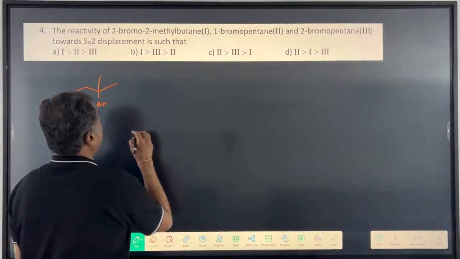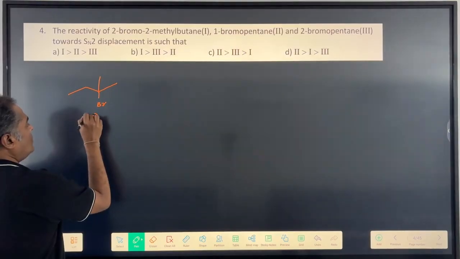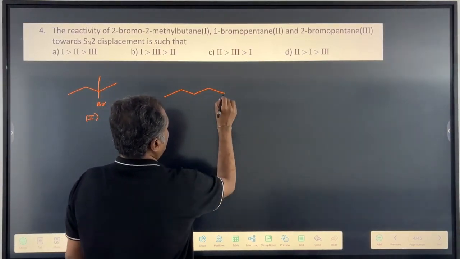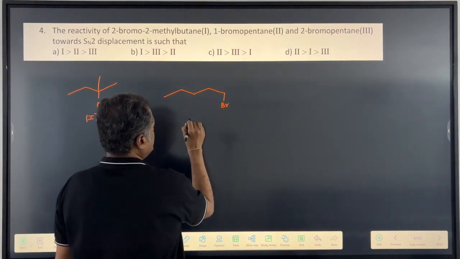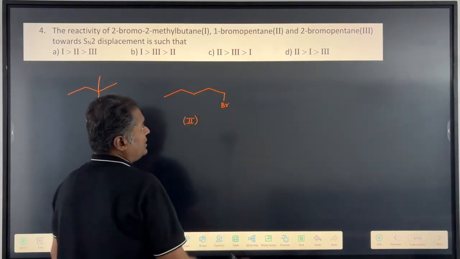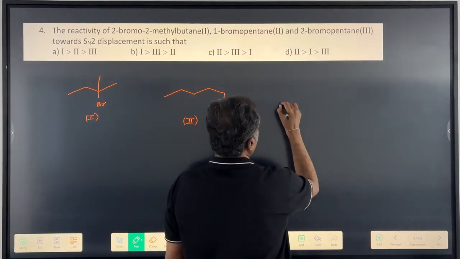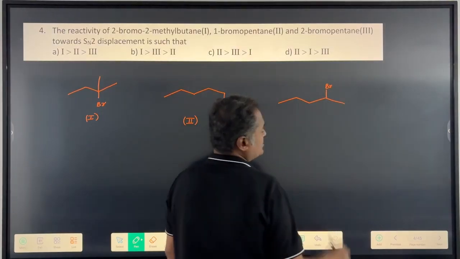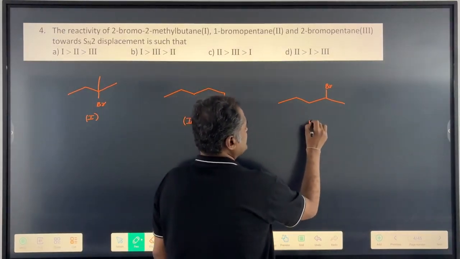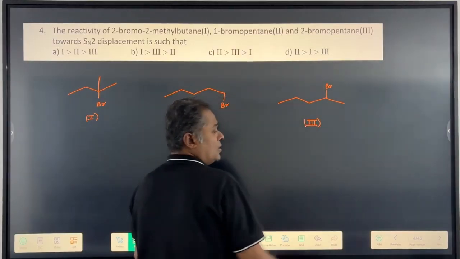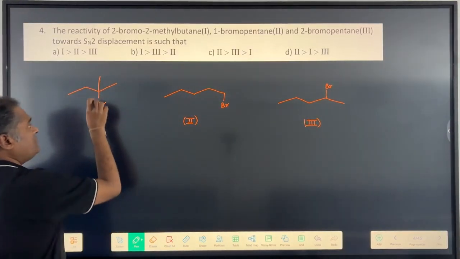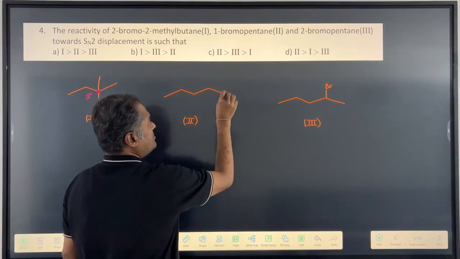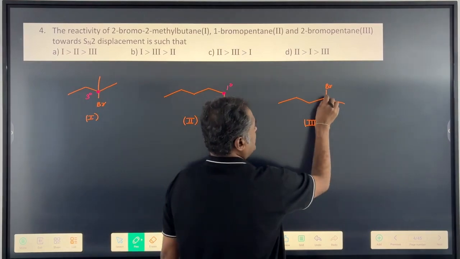Now, second example, this is the first one. Let's take the second one. The second compound is given to you as pentane, and it contains one bromine group. So, this is my compound number 2. Now, let's see the third one. The third compound I have is a pentane, and this pentane contains a bromine at the second position. Before we start, let's try to identify which one is a primary, secondary or tertiary halide. Child, if you see, this is a tertiary carbon, so we call it a tertiary halide. Here, this is a primary carbon. Here, it is a secondary carbon.